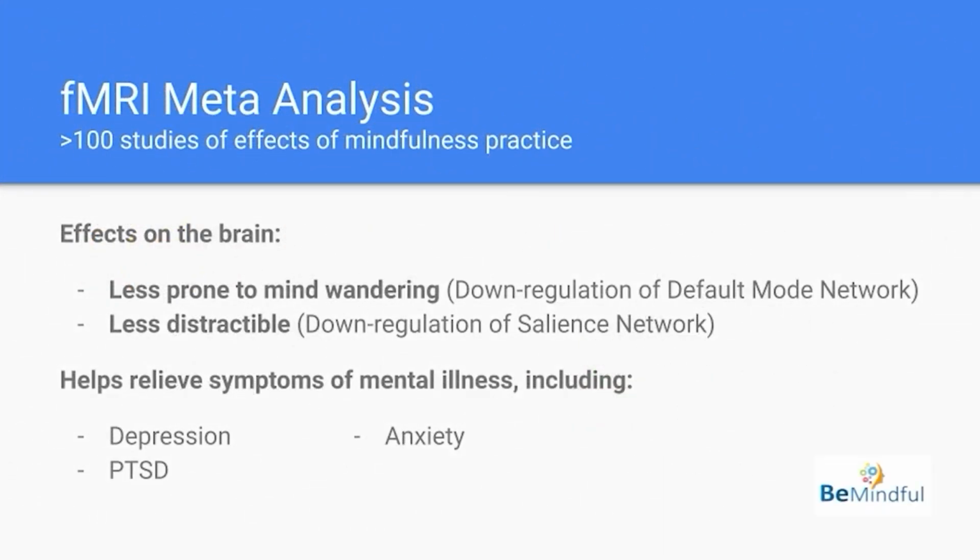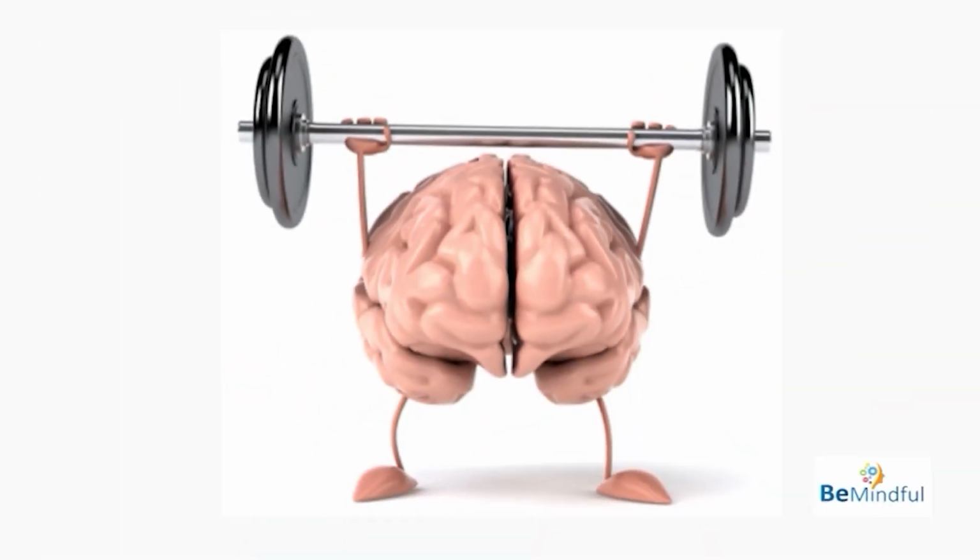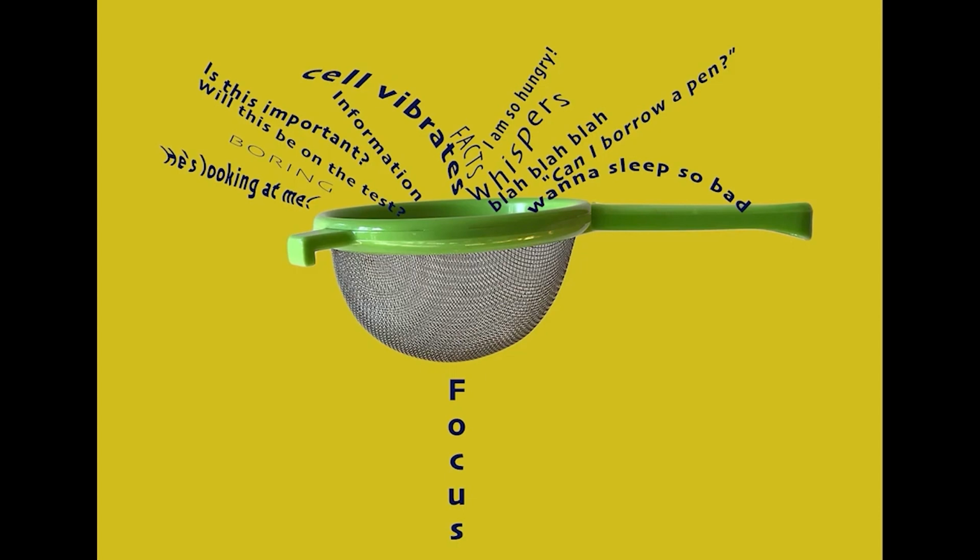Multiple meta-analysis studies looking at hundreds of functional MRI brain scans show that neurorestorative mindfulness exercises decrease the activity of the default mode network and salience networks, alleviating symptoms of depression, anxiety, and post-traumatic stress disorder. As you have heard us say, these exercises quite literally rewire your brain. Mindfulness practice helps you focus your attention on the present and to stay in the central executive network.